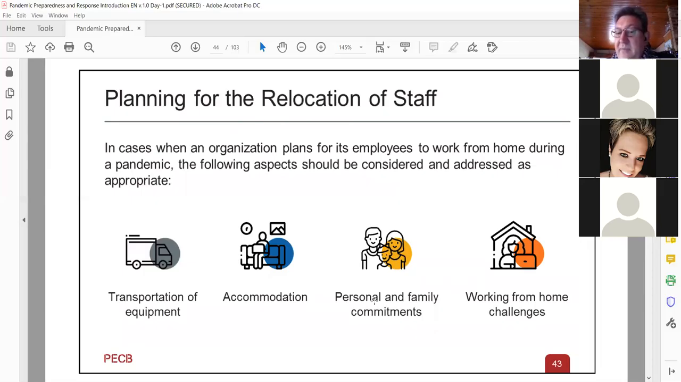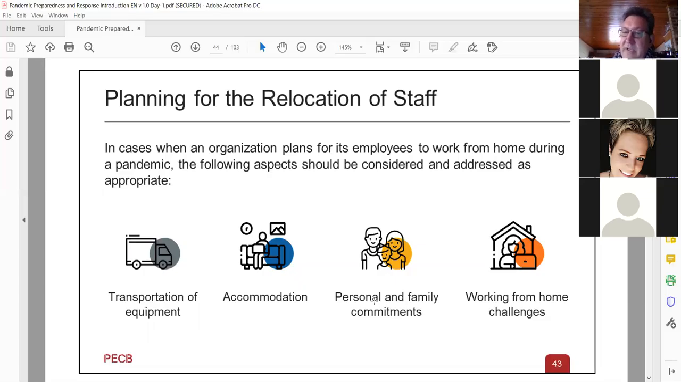Personal and family commitments. This is about children. When the pandemic was actually announced and the schools closed, it was not yet said that the businesses were closing. So what were parents doing with the children that are still in the creches, that are still in the primary school? They need to have somebody else looking after those children. Otherwise, the mother is also staying at home, or the father.